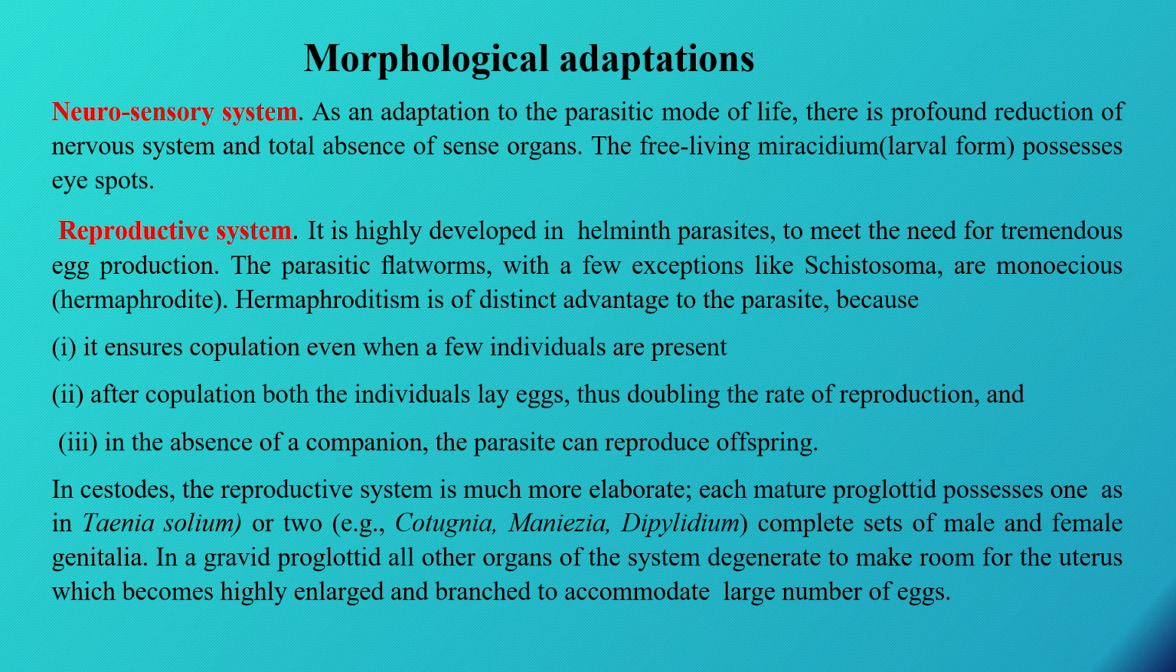In cestodes, the reproductive system is much more elaborate, where each mature proglottid possesses one, as in the case of Taenia solium, or two, as in the case of Diphyllidium, complete sets of male and female genitalia. In a gravid proglottid, all the other organs of the system degenerate to make room for the uterus, which becomes highly enlarged and branched to accommodate a large number of eggs.